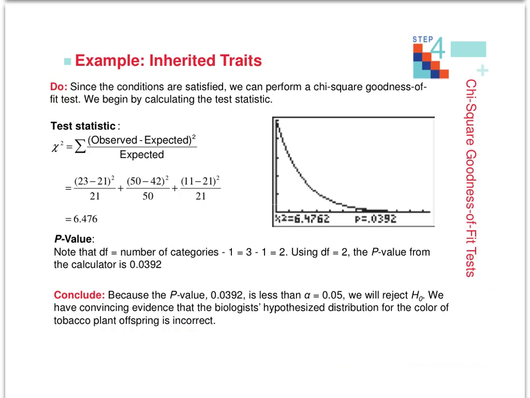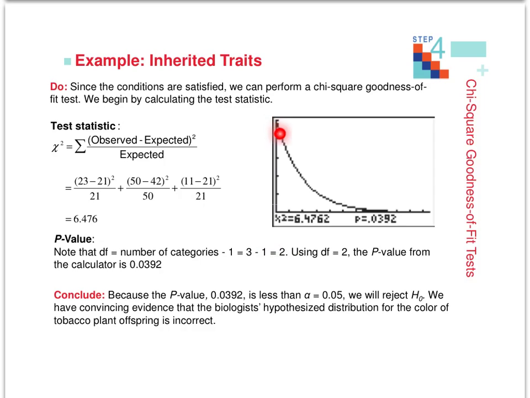Now we're doing the do. So we calculate the test statistic: observed minus expected, squared, over expected. Do that for all 3, and you get this total of 6.479. Now this one only has 2 degrees of freedom. Okay? So that's not very big.